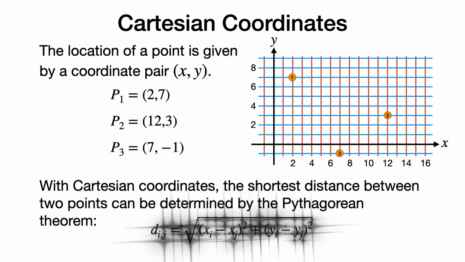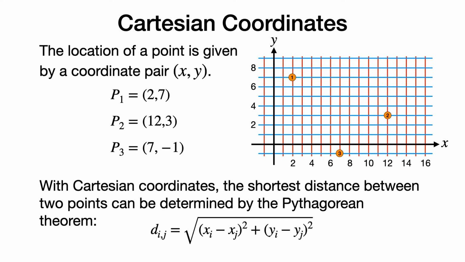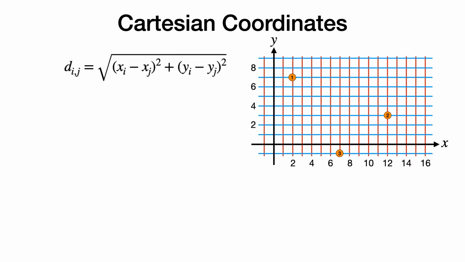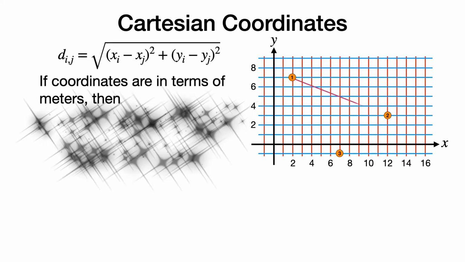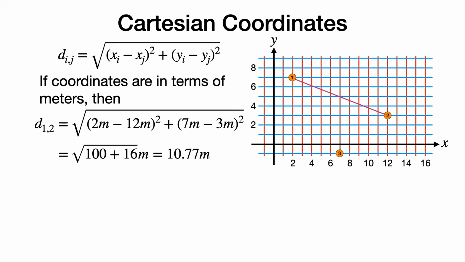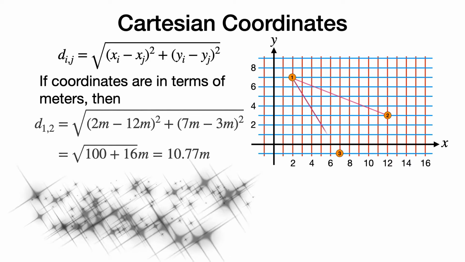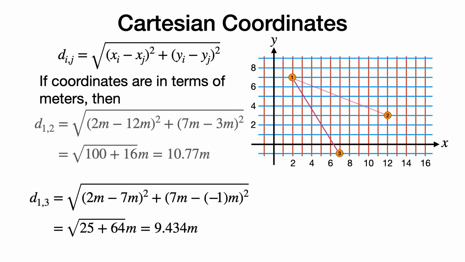With Cartesian coordinates, the shortest distance between 2 points can be determined by the Pythagorean theorem. So, for example, if we consider the distance between the first and the second points, what we have to do is we take the difference of the x locations, square that, take the difference in the y positions, square that, and add those up and take the square root. And if we include the dimensions, which we're going to assume are in meters, we get the following result. Of course, we can do the same thing between other points.